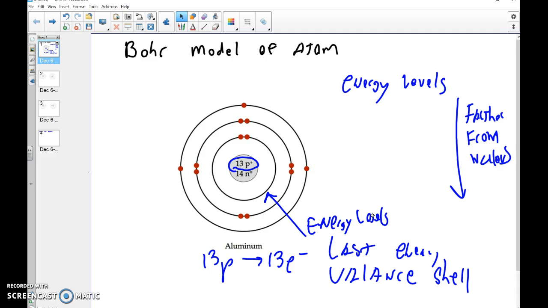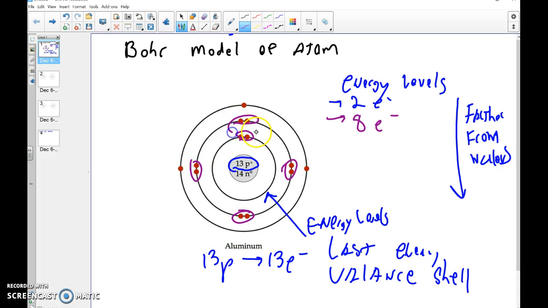So what we do is we use these rings to show that they are energy levels. And then within each energy level, there's a certain number of electrons that fit. So in the first energy level, you can fit 2 electrons. That's why you have these red dots right here. That's 2. Now that energy level is full. Once the energy level is full, we then move to the second energy level, which can hold a total of 8. And so you see right here, 1, 2, 3, 4, and there's 2 at each spot, so that's a total of 8. So that energy level is full.